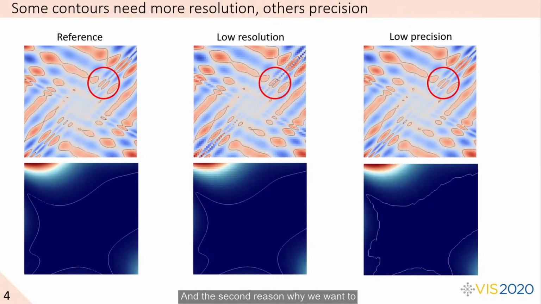And the second reason why we want to allow access to the full resolution precision space is that sometimes we need resolution and some other times we need precision for the task at hand. Here we want to extract an ISO contour from a 2D function. On the top row, the function is rapidly varying, so more resolution is needed for a more accurate contour. On the bottom row, however, the function is much smoother, so more precision is needed instead. You can see this by comparing the contour in the second column with the one in the third column. For the top row, the third column is better than the second, while for the bottom row, the second column is better than the third.